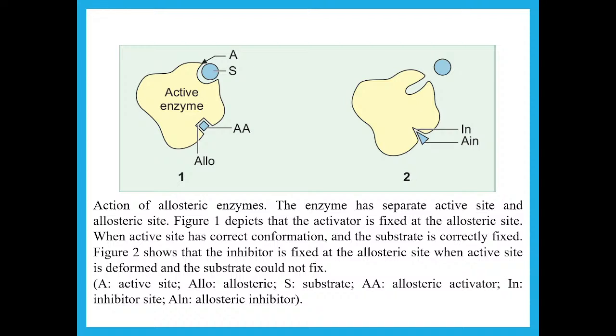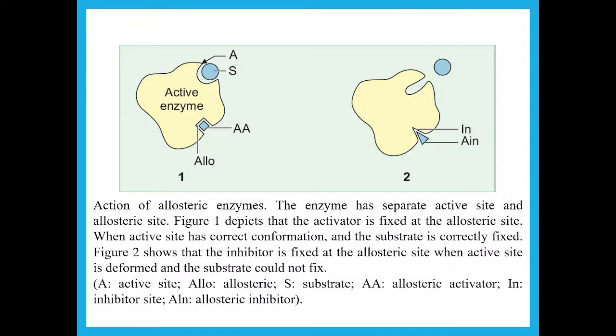fix. A is the active site, A is the allosteric site, S is the substrate, A is the allosteric activator, IN is the inhibitor, ALN is the allosteric inhibitor. So, activator and inhibitor, that is the most important in allosteric activation. You should always understand these diagrams along with the diagrams for enzyme inhibition, otherwise it is very difficult. I have given you the competitive inhibition diagram, take the drug and try to understand that.